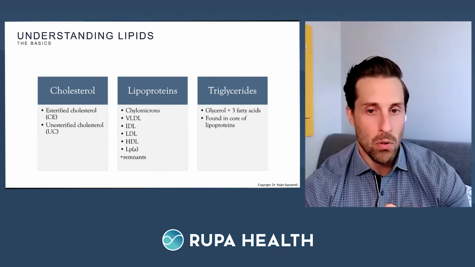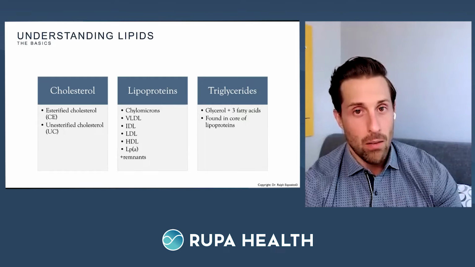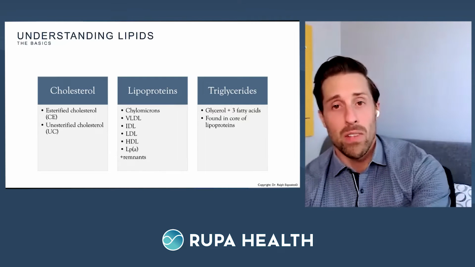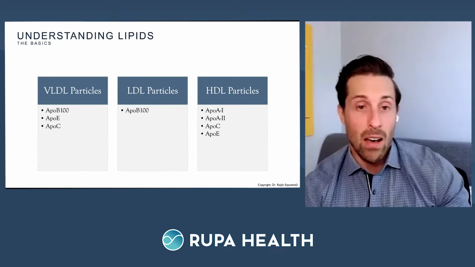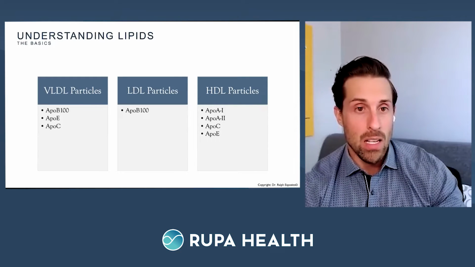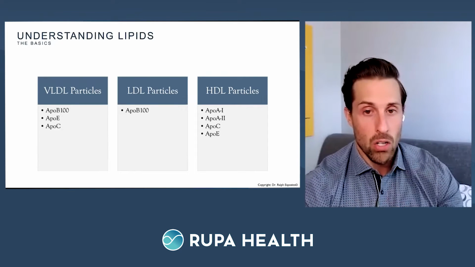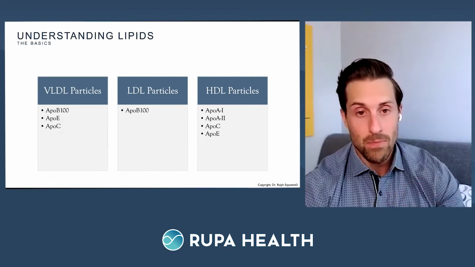Lipoproteins, these are the major lipoproteins that we're going to be discussing, plus their remnants. Triglycerides, very important, especially when we come to the conversation of insulin resistance. VLDL particles, LDL particles, HDL particles. These are the lipoproteins found on these particles. So ApoB100 will come up very often.